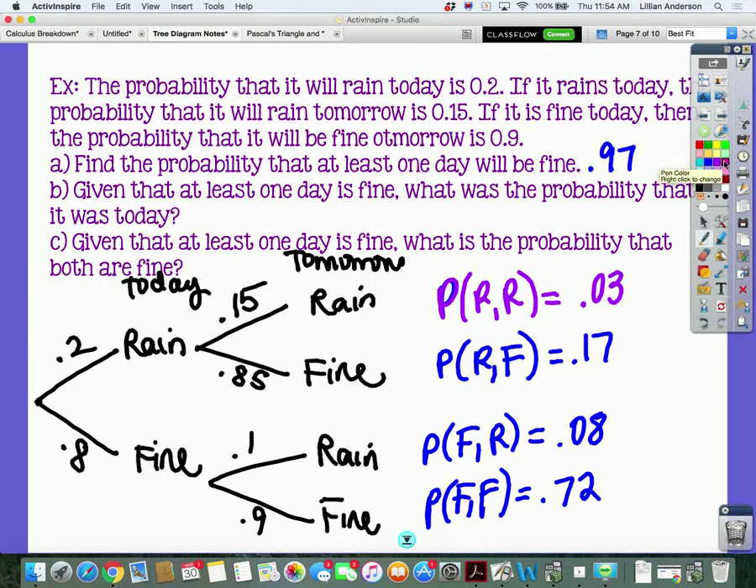All right. So this one here says, given that at least one day is fine, right there, conditional probability, what is the probability that it was fine today? So we already know our denominator needs to be the probability that at least one day will be fine. What is that? 0.97, the same answer you got for part A, and it will happen like that a lot of times. You'll basically find part of your answer in a previous problem. Now, out of those three outcomes, the ones in blue, what is the probability that today was the fine day?